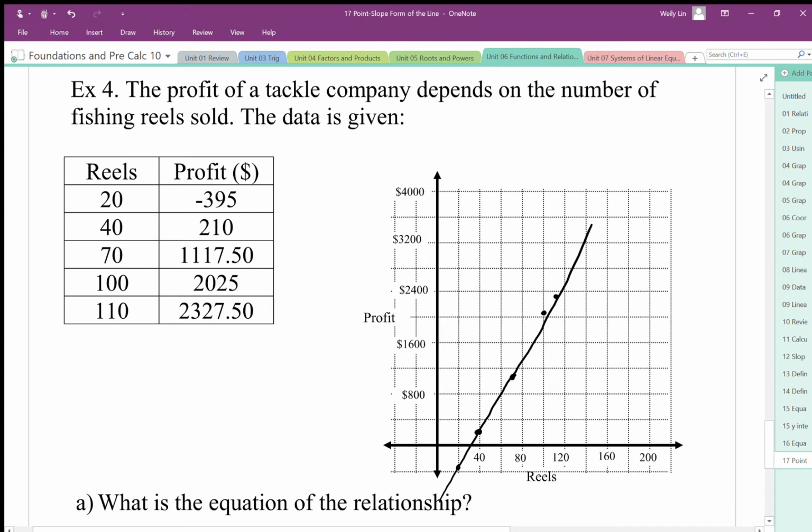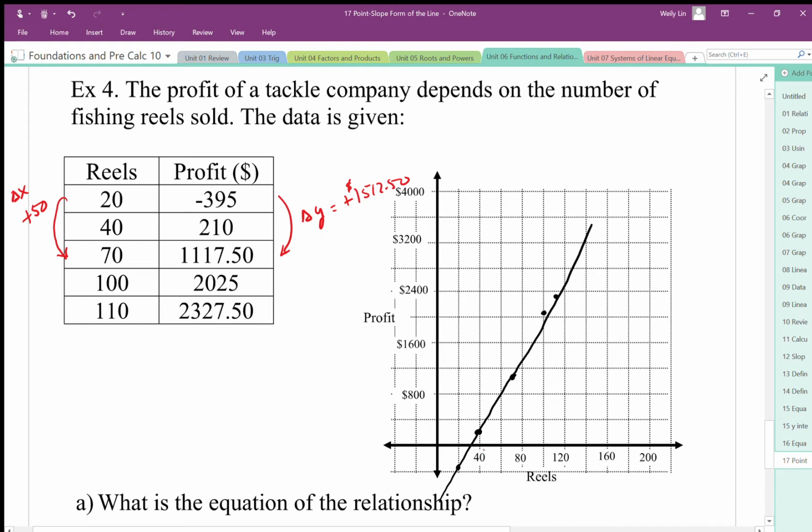I want to calculate slope, and I'm going to do it on my table. I'm going to show my slope on my table on the outside like this. My change in x is 50. Let's make sure that's my change in x. My change in y, and I'm going to need my calculator here, is 1117.5 minus negative 395, so that gives me a change of positive $1,512.50. So there's my change in x, my change in y.